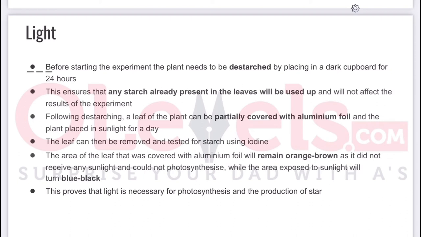The area of the leaf that was covered with aluminum foil will remain orange-brown as it did not receive any sunlight and could not photosynthesize, while the area exposed to the sunlight will turn blue-black. This proves that light is necessary for photosynthesis and the production of starch.